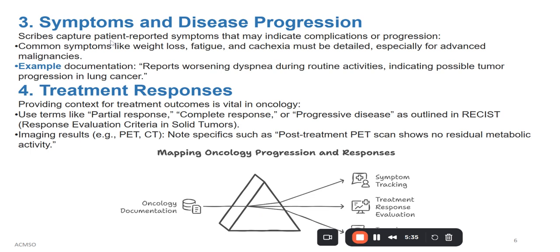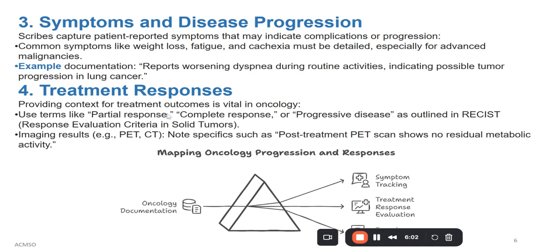Symptoms and disease progression. Scribes capture patient-reported symptoms that may indicate complications or progression. Common symptoms like weight loss, fatigue, and cachexia must be detailed, especially for advanced malignancies. Example, documentation reports worsening dyspnea during routine activities, indicating possible tumor progression in lung cancer.